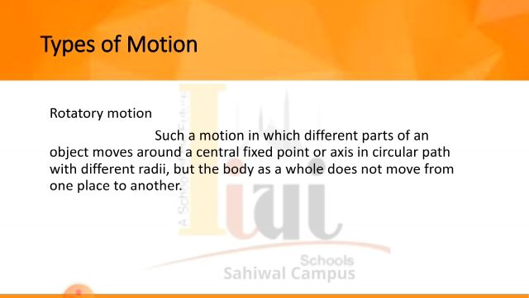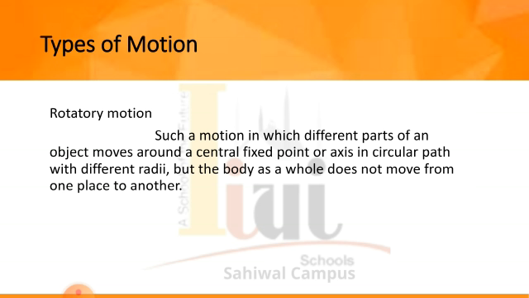For example, the motion of a ceiling fan is also known as rotatory motion. If we take up the example of the fan, the fan itself does not change its position. It does not move from point A to B or any other point. It does not move as a whole. But the blades, which are part of the fan, move along a fixed circular path, and that type of motion is known as rotatory motion.